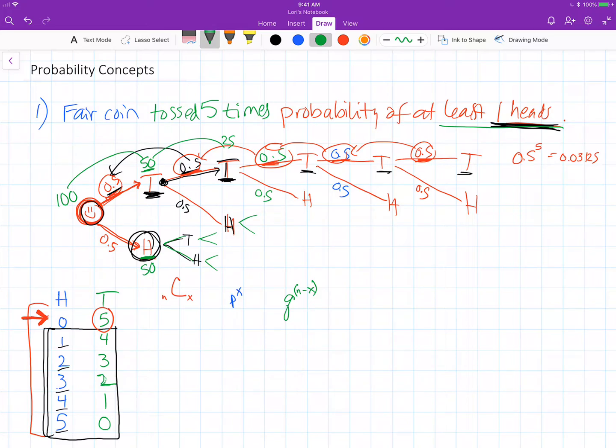And I continue on. Half of 25 is 12.5. Half of 12.5 is 6.25, and half of 6.25 is 3.125 out of the 100 that I started with, and that's the same number that we get here, 0.03, or 3 out of 100. 3.125 out of 100 times I would have gotten tails 5 times in a row.